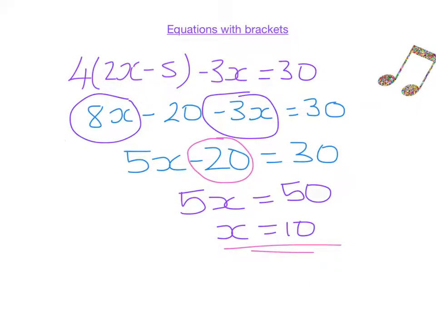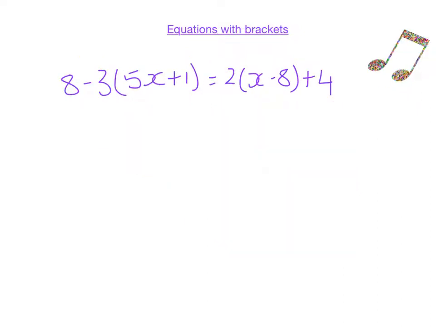Okay, let's try one that's got 2 brackets in it. Okay, in this second example, I've got 8 minus 3 times 5x plus 1 is equal to 2 times x minus 8 plus 4. So I'm going to go through and multiply out the brackets first.